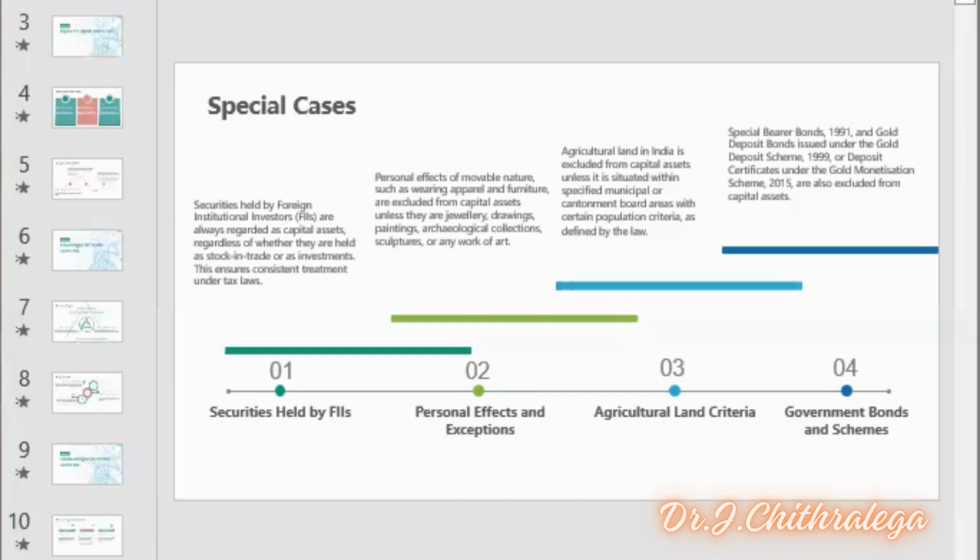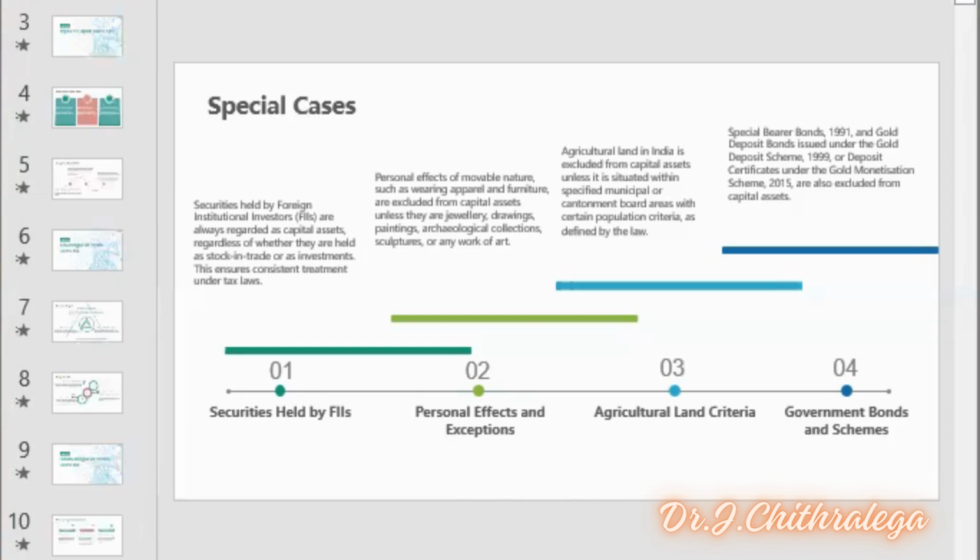And where it is not more than 8 kilometers from the local limits of any municipality or cantonment board referred to, and where the population is more than 10 lakhs, in that case, the agricultural land is a capital asset.